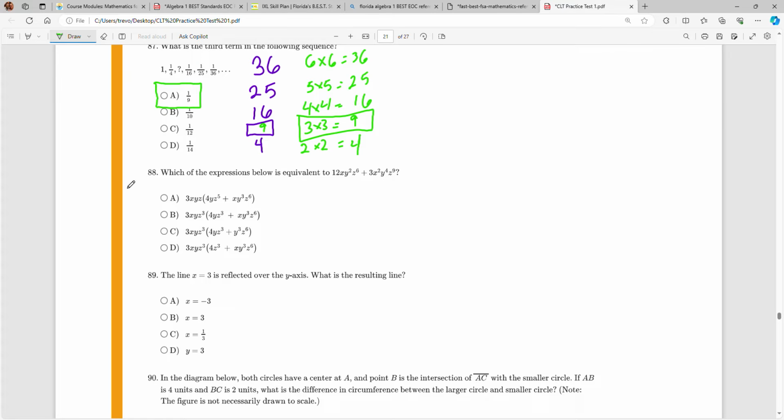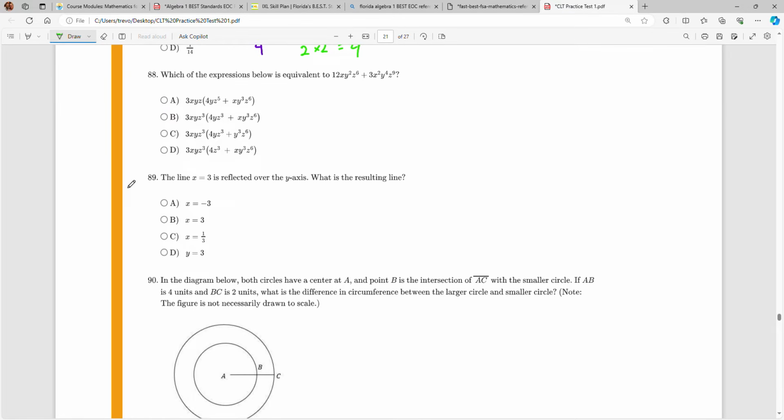And then number 88, they factored out 3xyz, or they factored out 3xyz to the power of 3. And they factored it. They didn't completely factor it. They could have factored a little farther here, but they didn't. So we've got to look and see, okay, well, which one's equivalent? So I would just kind of go for the distributive property here and say, okay, what's this and this, right?